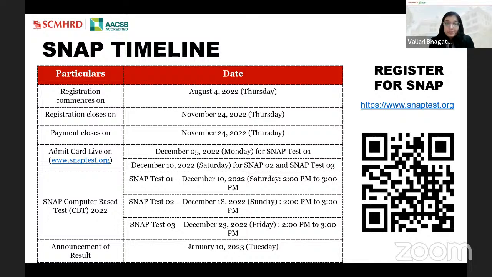And I'm sure most of you know that the registrations have already started on August 4th. Can we have it in the chat about how many people have registered for SNAP already? So quite a few of you have. And we wanted to point out that the registration closes on November 24th. So I would request all of you to screenshot this slide so that you can keep it for your further memory. And yes, the admit card goes live on December 5th, and the test starts from December 10, 18, and 23.